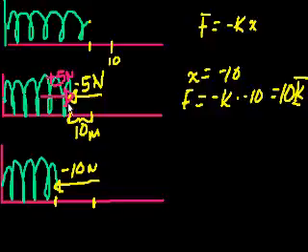Another way to think about it is if I were to let, well, I won't go in there now. So in this case, the restorative force is 5 newtons. So we can solve for k. We could say 5 is equal to 10k. Divide both sides by 10, you get k is equal to 1/2.